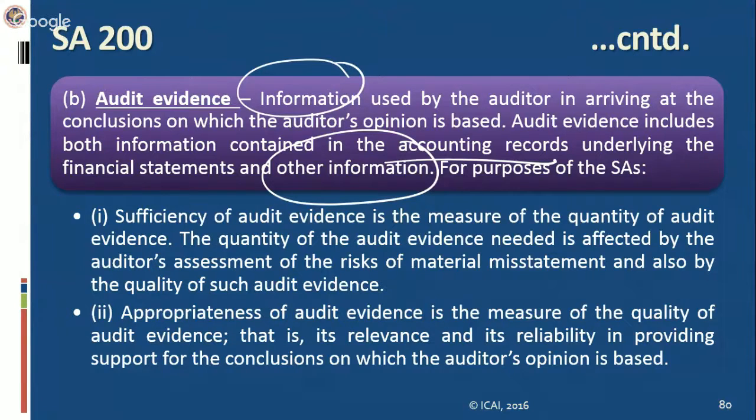Sufficiency of audit evidence. Sufficiency is the measure of the quantity of the audit evidence. This is the definition you need to learn. Sufficiency is the measure of quantity and appropriateness is the measure of quality. One word is quantity in respect of sufficiency, and in respect of appropriateness, it is the quality of the audit evidence.